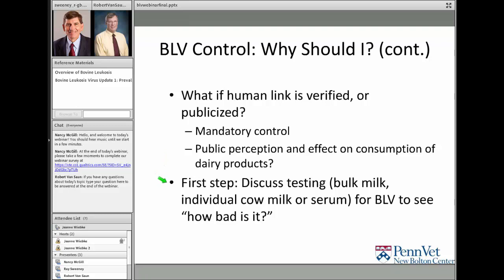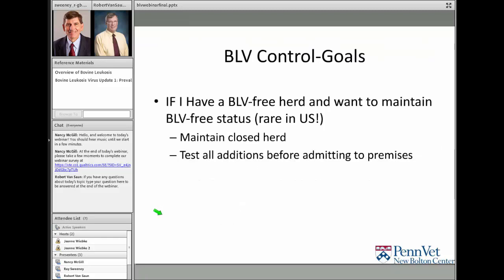So in all these situations, the first step is to discuss with your veterinarian a testing strategy to determine whether your farm actually has cows with BLV. Again, chances are, if you're one of the 90%, that you do. But how widespread is it? So this can be done with either individual cow milk or serum samples, testing for BLV with the ELISA to see how widespread the infection is on my farm.